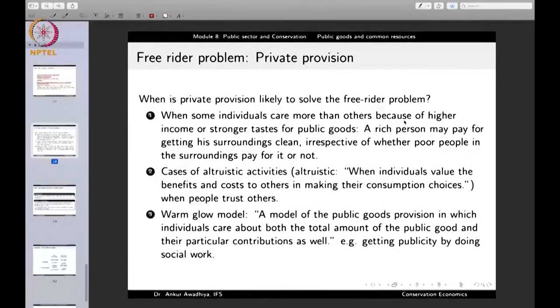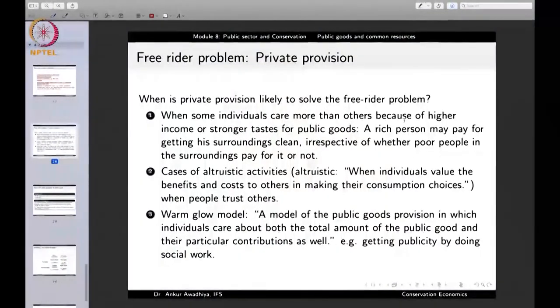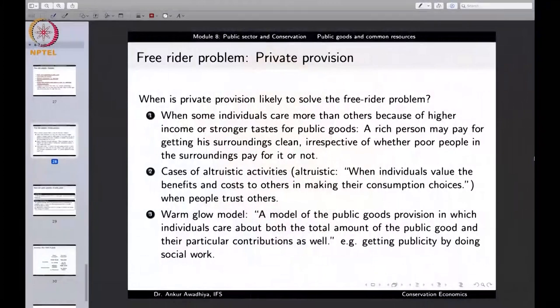Now, in certain situations, the free rider problem is very easily solved through private provisioning, such as when some individuals care more than others because of their higher income or stronger taste for public goods. So a rich person may pay for getting his surroundings clean, irrespective of whether poor people in the surroundings pay for it or not. Now, in this case, the public good will be made available by the rich person for the use of everybody, because he cares so much about his clean surroundings that he does not care about whether others are paying for it or not. This is one case. Another is the case of altruistic activities, when individuals value the benefits and cost to others in making their consumption choices.